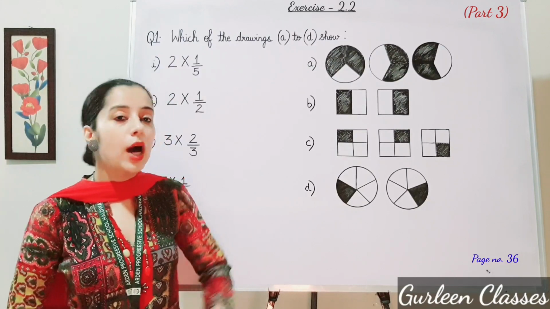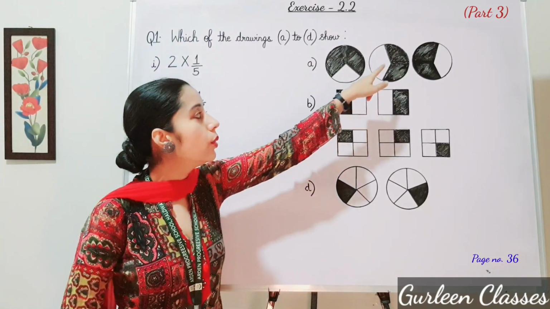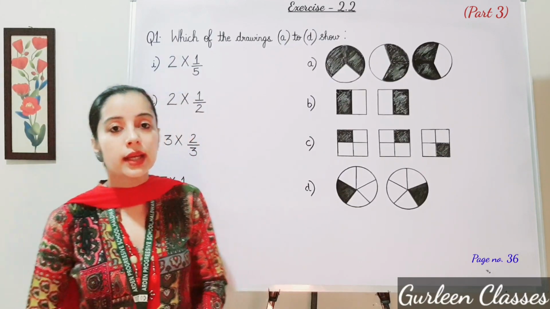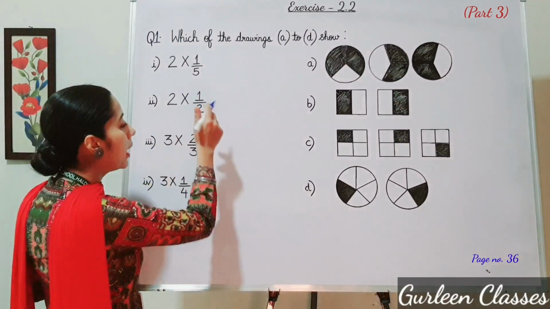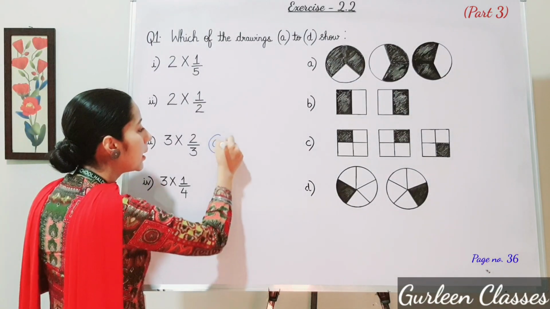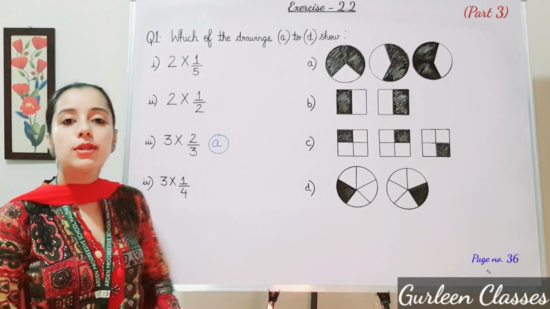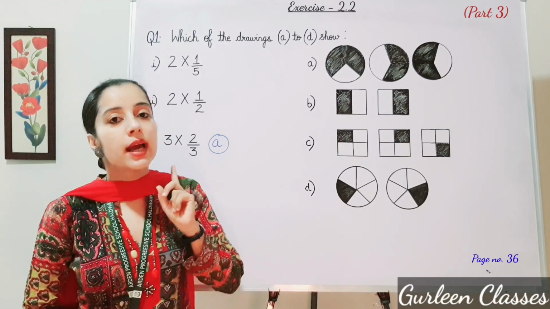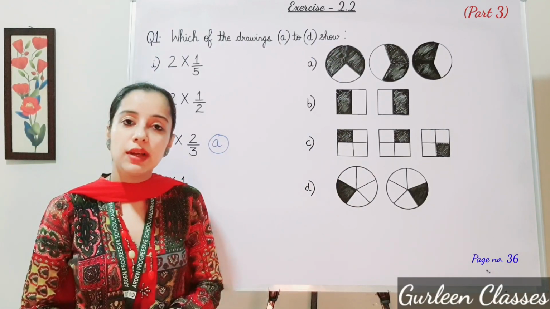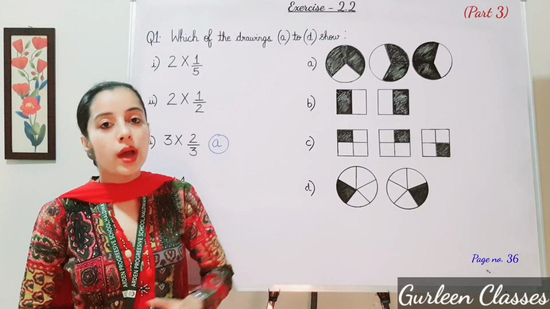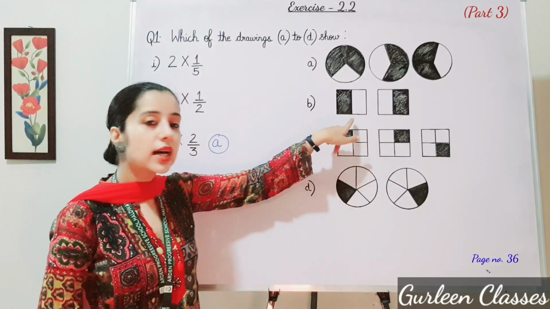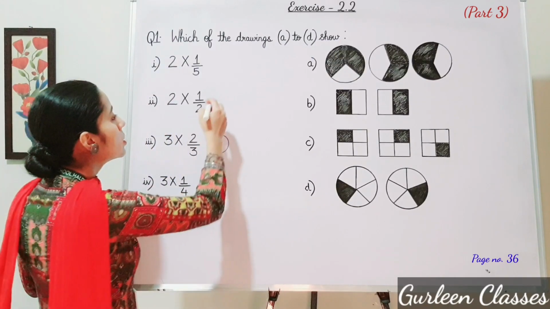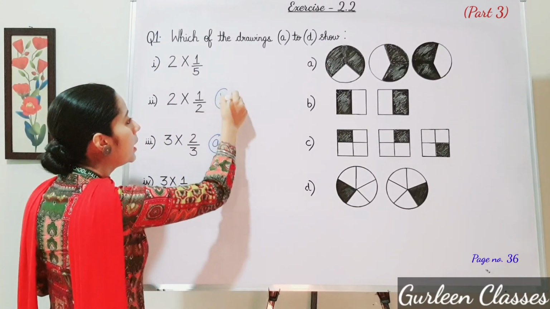And 2 upon 3, how many drawings are there? 1, 2, 3. Answer is 3 into 2 upon 3. So write the correct answer. Third part correct answer is A. B part, if you see this drawing, one square is divided into 2 equal parts. One part is shaded, the fraction will be 1 upon 2. And 1 upon 2, 2 drawings are there total. Answer is 2 into 1 upon 2. So correct answer is B.